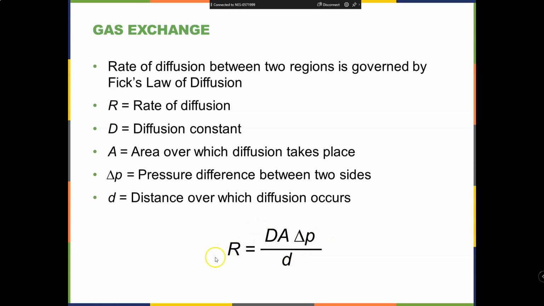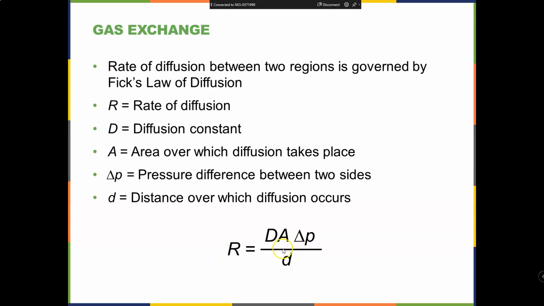So how can we as organisms increase this R value? That's the real question. And so we do it by changing these numbers right here. So basically this term up here, the upper term gets bigger and the lower term gets smaller. So if we can reduce distance, we increase diffusion rates. If we can increase the pressure difference between beginning and end, we can increase diffusion rates. If we can increase the area in which diffusion occurs, we can increase diffusion rate.